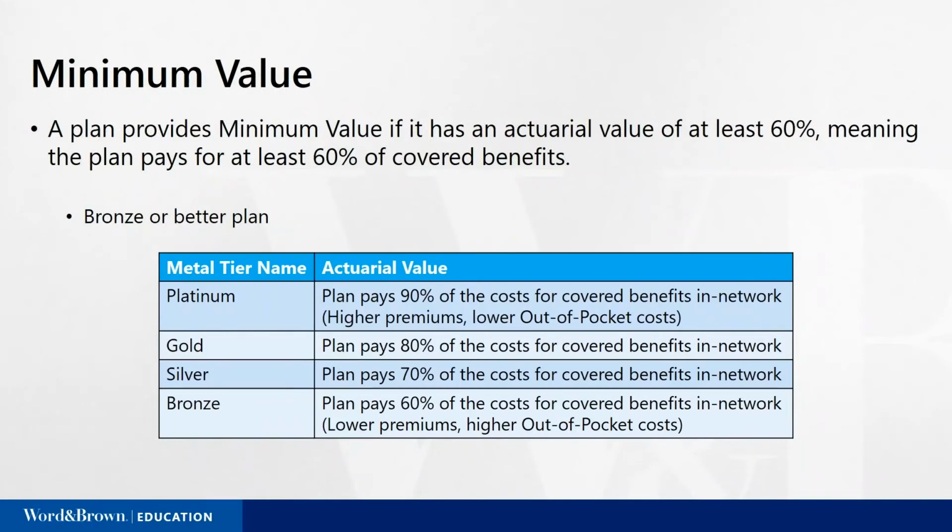What is minimum value? A plan that provides minimum value has an actuarial value of at least 60%, meaning the plan pays for at least 60% of covered benefits. Think of a bronze or a better level plan. As you can see from the chart here, when you work your way up from a bronze level plan up to a platinum plan, each different tier covers a little bit more of the covered benefits in network.